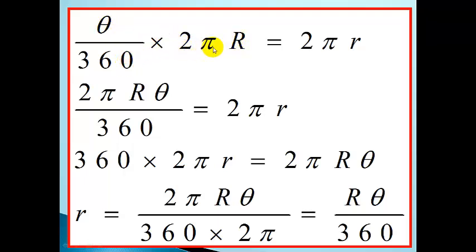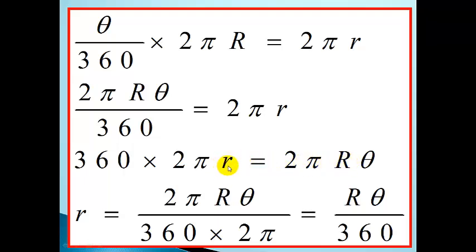So theta times 2 pi r will give us 2 pi r theta divided by 360. And this is equal to 2 pi r. Here we cross multiply. So 360 times 2 pi r is equal to 2 pi r theta, because the denominator of the 2 pi r is 1. 2 pi r divided by 1 is the same thing. So that 1 multiplies the 2 pi r theta, and that is how come we have 2 pi r theta.